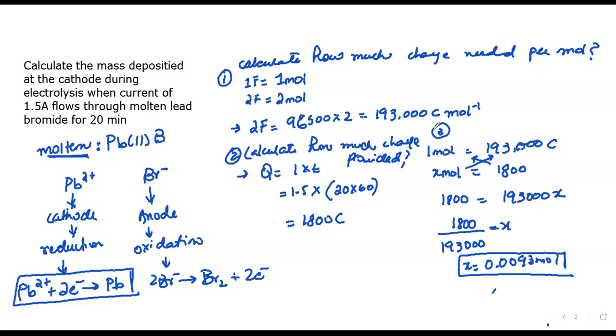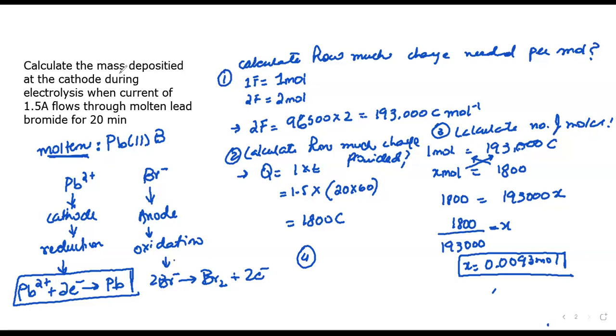Then step number 3, I will calculate the number of moles. So for 1 mole, I need this much charge. My circuit is giving me 1800 coulombs of charge. So then I will calculate the number of moles. How many moles will I be able to produce if I'm using 1800 coulombs of charge? I get my answer as 0.0093.